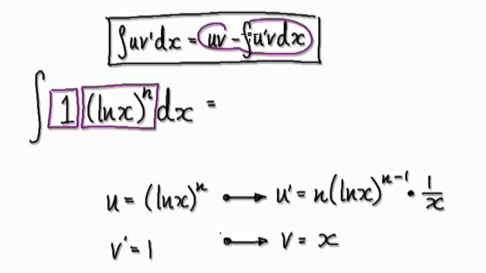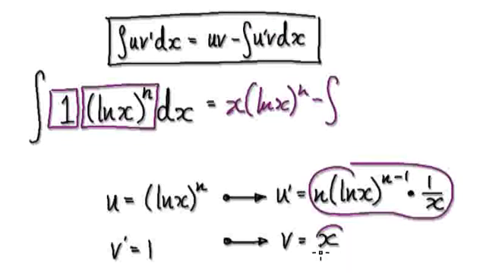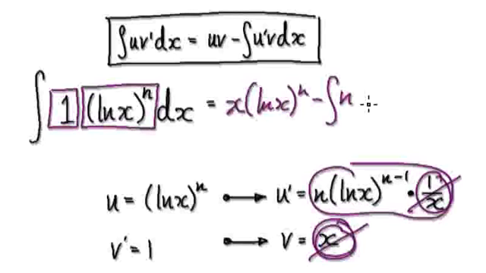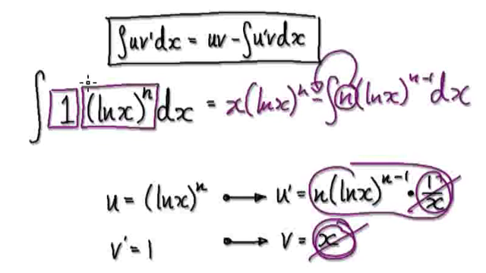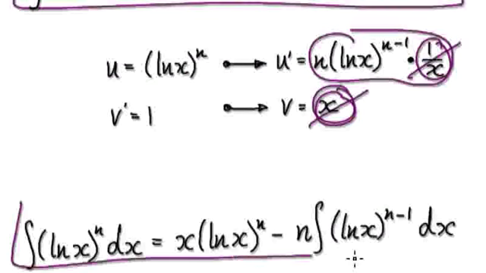Now blindly follow the formula. It's saying u times v, so that would be x natural log of x to the power of n, minus the integral of u prime times v. Notice that this thing here will cancel out with this, so these two cancel each other out, leaving you with the integral of natural log of x to the power of n minus 1 dx. And this is a constant, so we can take it out. So this whole thing will then become this. Okay?